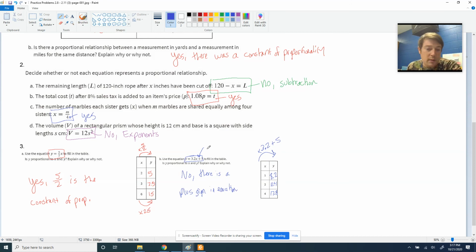And it's not proportional because of the plus sign. You could also say there is no constant. We are not constantly multiplying by a number to get over. We're constantly multiplying by 3.2 and then adding 5, but not proportionally doing that.